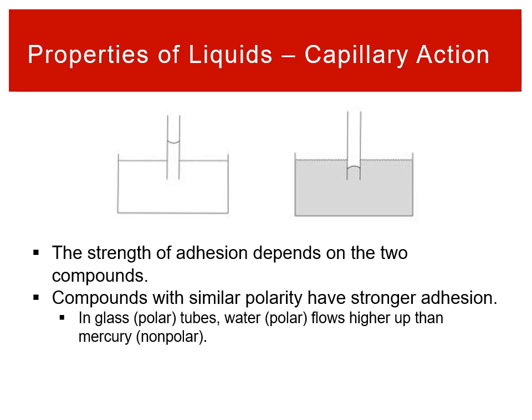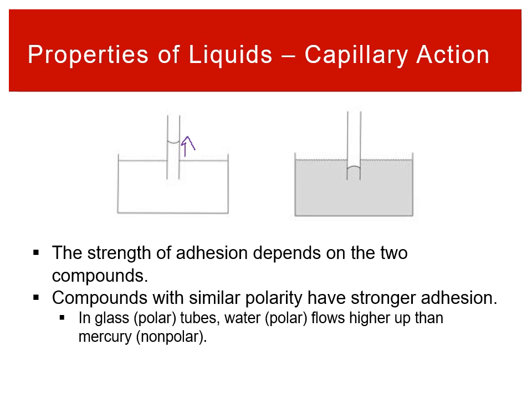This idea of adhesion, that you have two different compounds, whether or not they're attracted to each other, is going to depend on what the two compounds are, and importantly, what their intermolecular forces are. So if you have compounds with similar polarity, they're going to have stronger adhesion. So for example, water, very polar. Glass, also polar. And so those water molecules are attracted to glass. And so that's why they slide up the glass tube. That's why you get that capillary action.